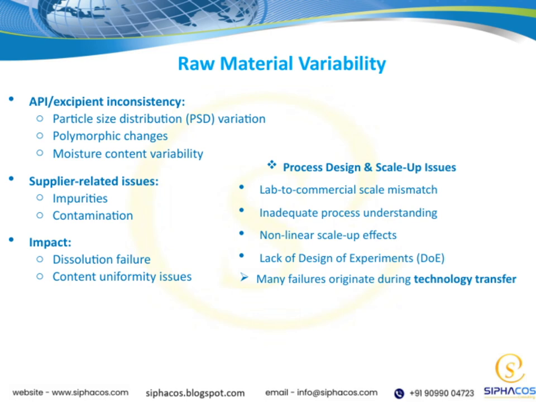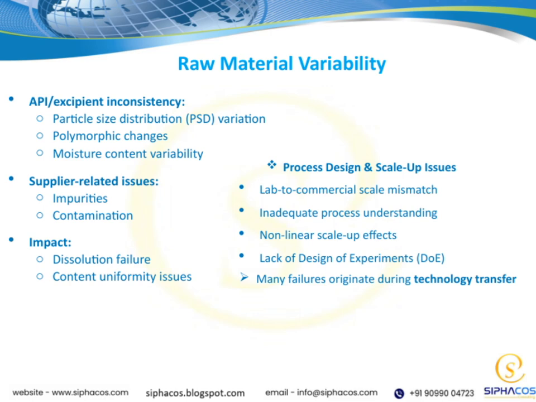Now, moving on to raw material variability. This is a big concern. For example, API or excipient inconsistencies, like variations in particle size distribution, or PSD, can have a huge impact. Changes in particle size can affect how the drug dissolves, which directly influences bioavailability. Polymorphic changes are another issue. Different crystal forms of the same compound can drastically alter properties like stability and solubility.